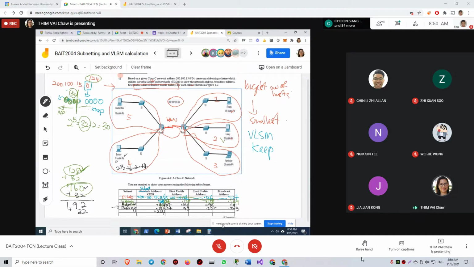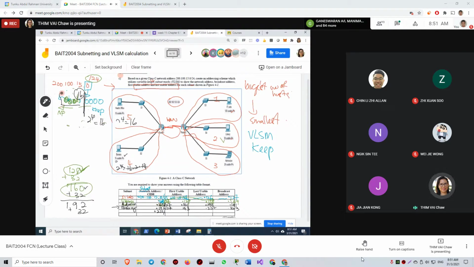Okay, so now moving to the head office. Head office over here needs 10 usable host addresses. So in this case, I should keep 4 bits, 16. Okay, so in this case, I delete this part. Now I show you the latest magic number here. I'm going to keep 4 bits. So with 4 bits, my magic number is 16 here. If I keep 4 bits, you will get 16 host addresses.